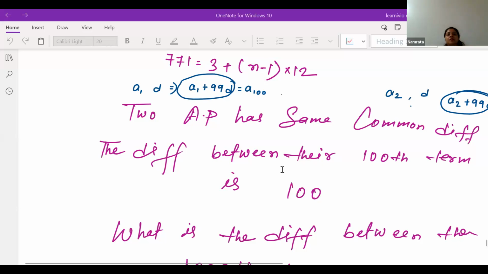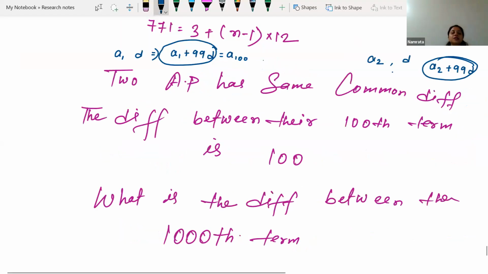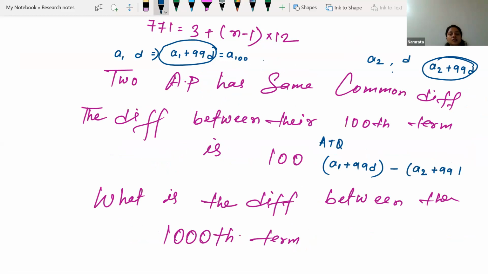Yes, ma'am. So it says the difference between the 100th term of both the APs is 100. Let's write this condition. According to the question, the difference between A1 plus 99D, this is the first one's 100th term, minus A2 plus 99D, this is the second one's 100th term, is 100, right?